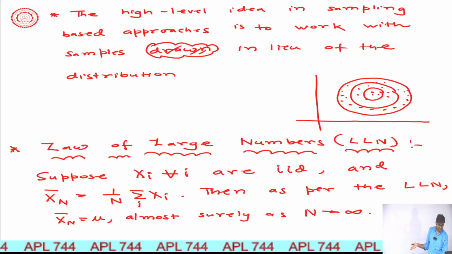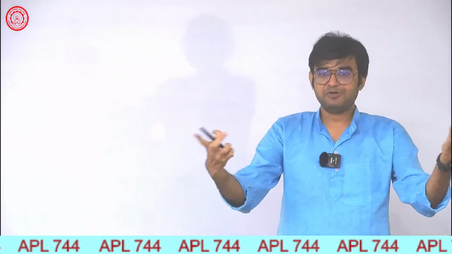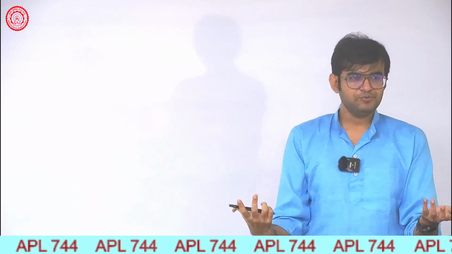This basically says that if n goes to infinity, this will be equal. That's all. So this tells you that you can work with samples instead of the population, given that your sample size is sufficiently large. Clear? This is what it means.